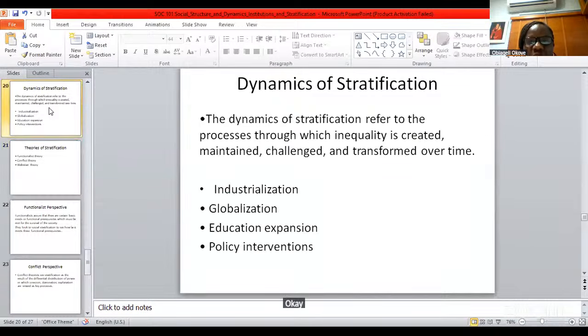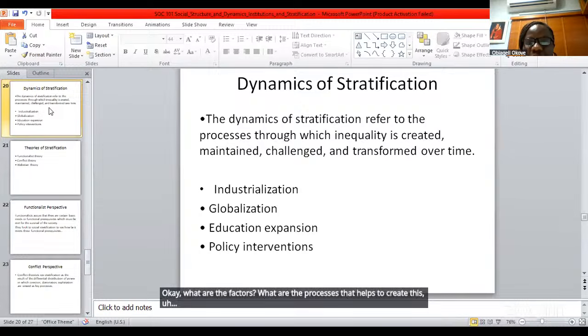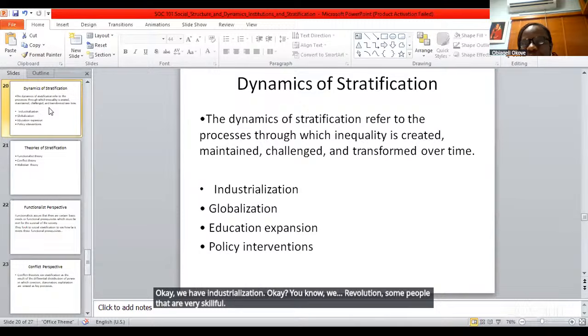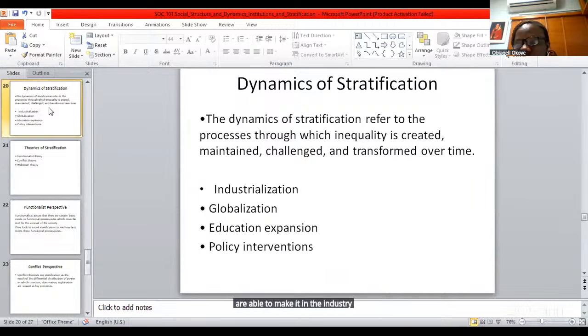What are the factors? What are the processes that help to create these stratifications? We have industrialization. With the revolution, some people that are very skillful are able to make it in the industry. They gain employment and they get a well-paid job. So industrialization is a factor.